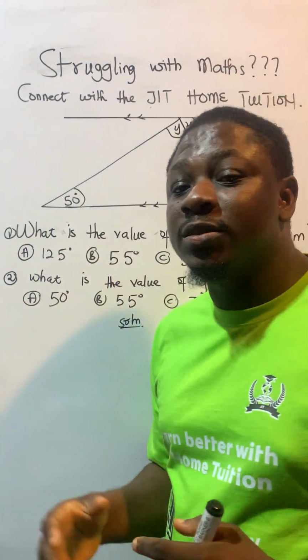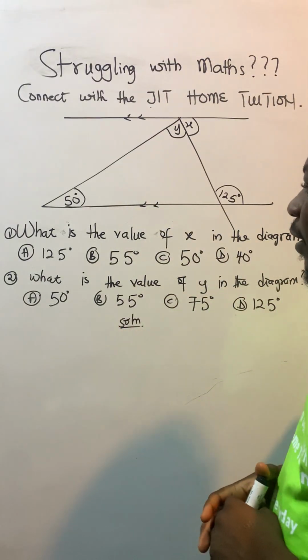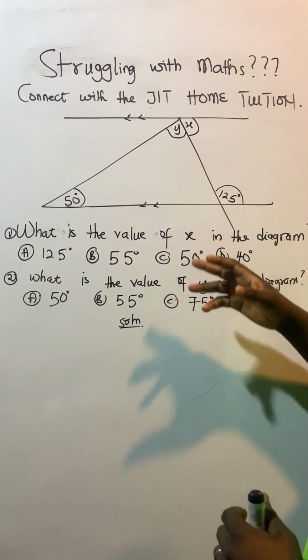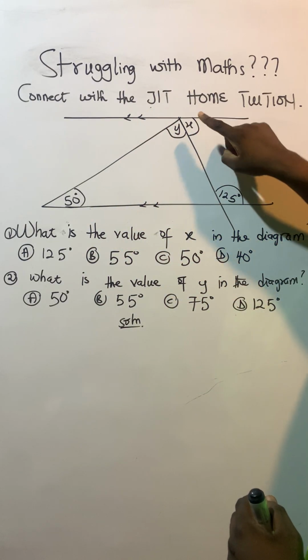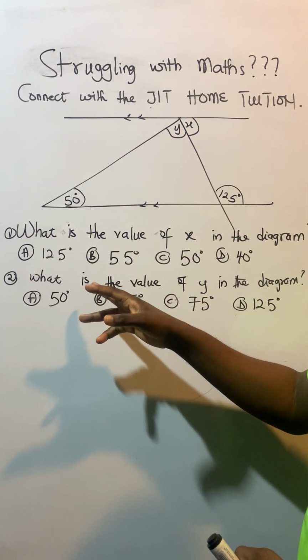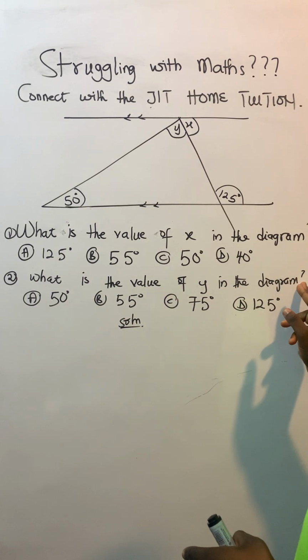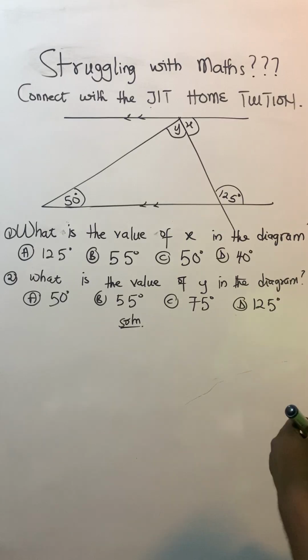So today we have this question on the board to solve. So let's go straight into that. The question says, find the value of x in the diagram, and there's the diagram. This is where x is. So this is actually a two-in-one question. Then the second one says, what is the value of y in the diagram? So the same diagram, they want you to find the value of y. So how do we go about it?